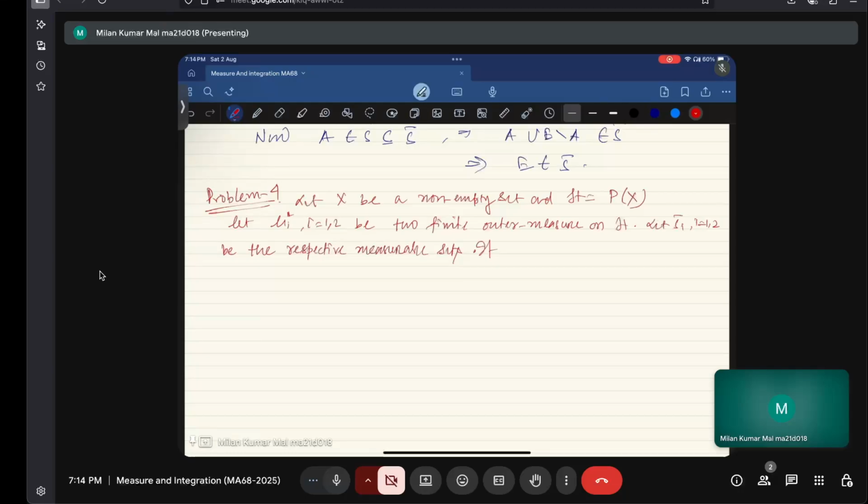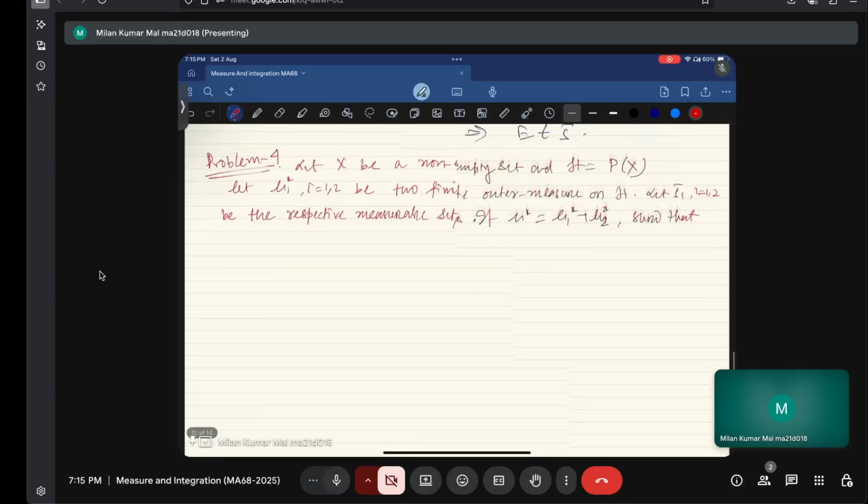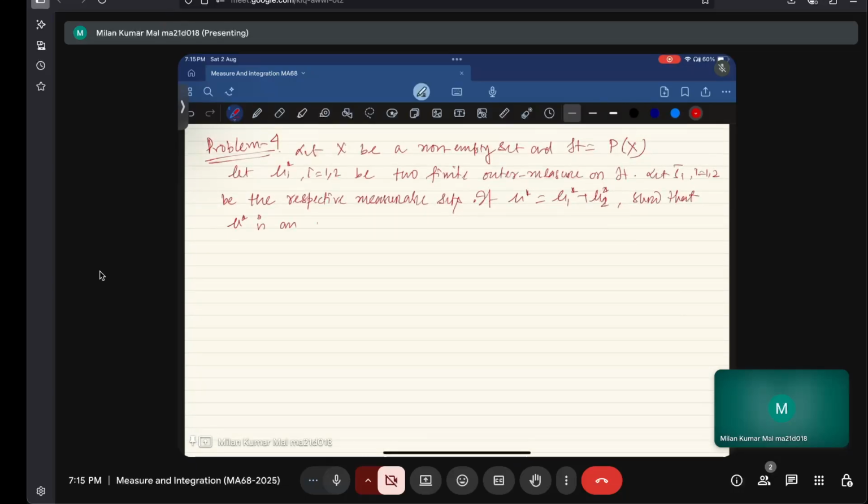If we define mu star equals mu1 star plus mu2 star, then show that mu star is an outer measure, and that the class of mu star measurable sets is S1 bar intersection S2 bar. Okay, this is the full statement.